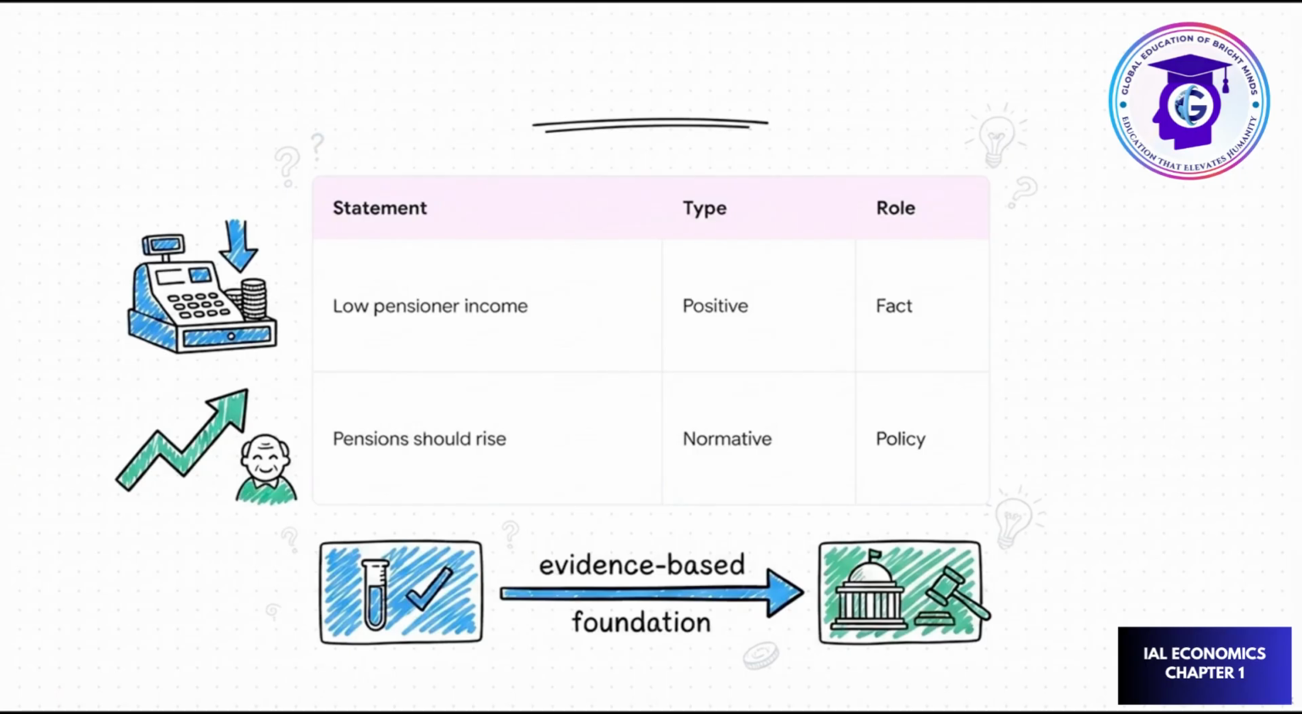And you know, this brilliantly illustrates the vital connection between the two. In the real world, economists use both together constantly. They'll take a positive, testable fact, like many pensioners have incomes below the poverty line, and use that solid evidence to back up a normative policy recommendation, like, therefore, the government should increase pensions. The evidence is positive, but the final policy decision, that's a normative judgment.